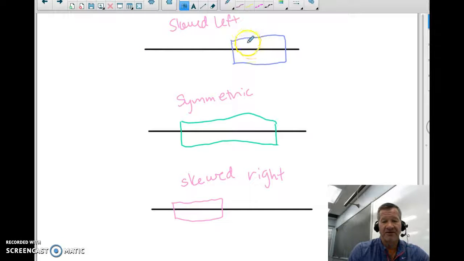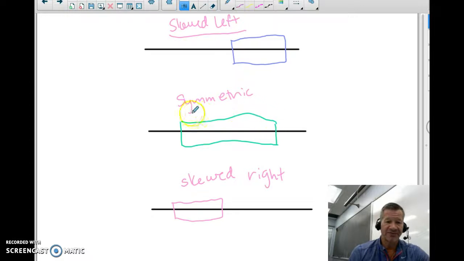When that occurs, when the data to the left is very spread out, we call that data that is skewed to the left. So people make the mistake of looking where the box is. The box is on the right. It's where the longer whisker is where it's skewed. So this data is being skewed to the left.